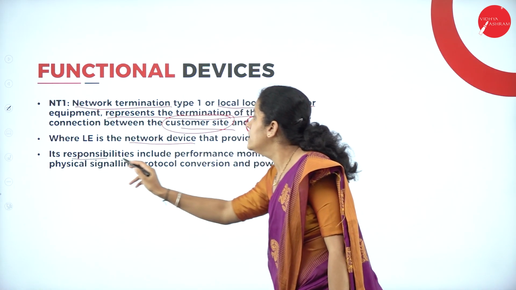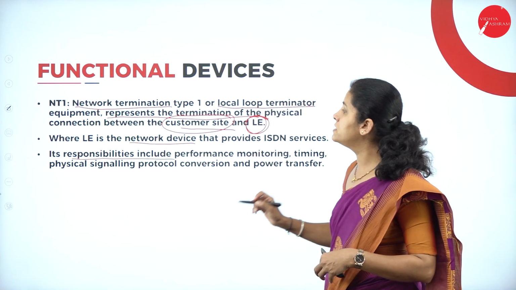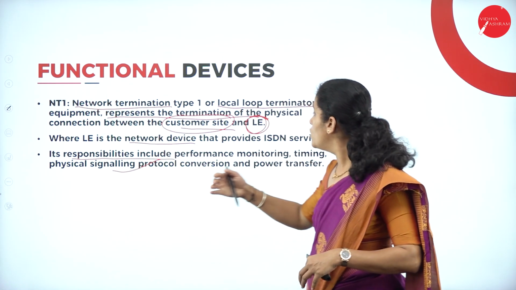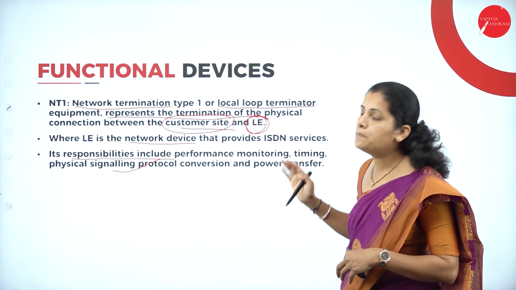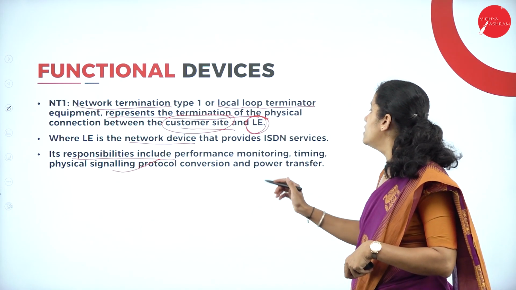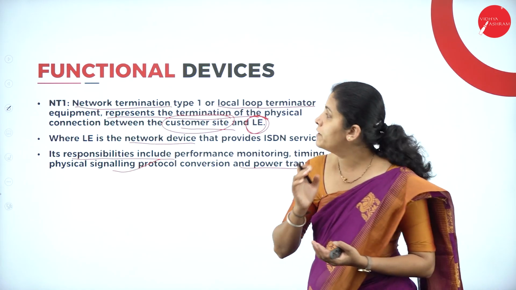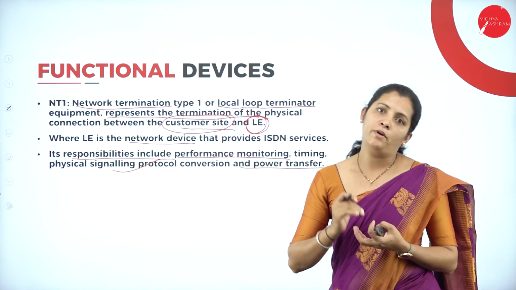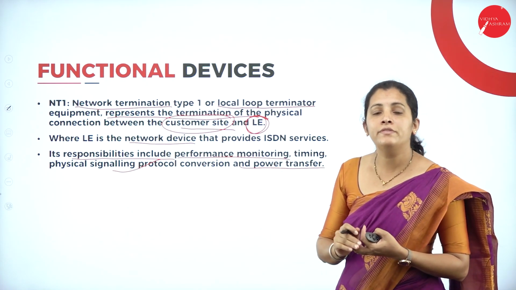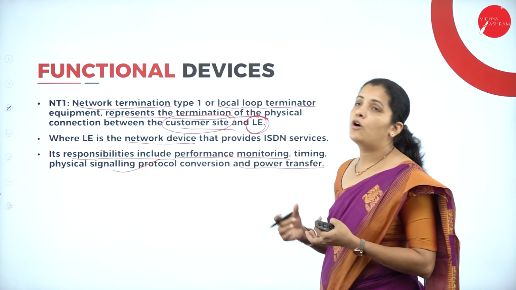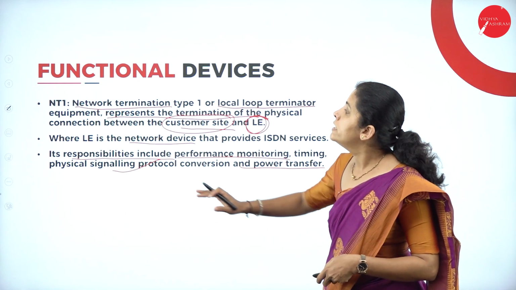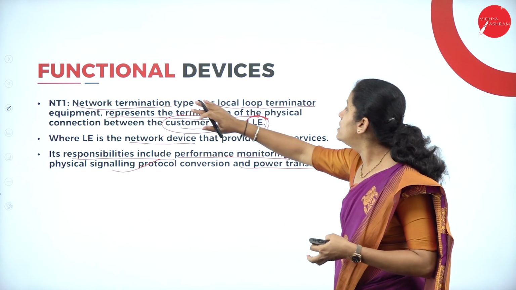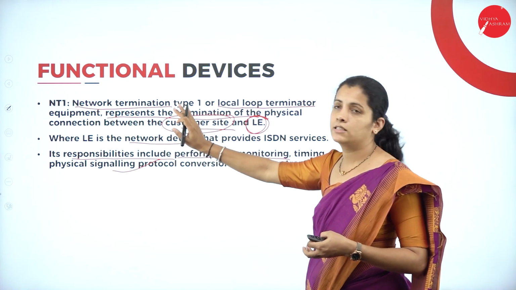Its responsibility includes performance monitoring and timing, physical signaling, protocol conversion and power transformation. That means the job of the NT1 is to provide performance monitoring, that is, monitoring the performance of all the devices, as well as timing, physical signaling, protocol conversion, and it's also responsible for power transfer. So the NT1 device is also called local loop terminator, and it represents the termination of the physical connection between the customer site and LE.